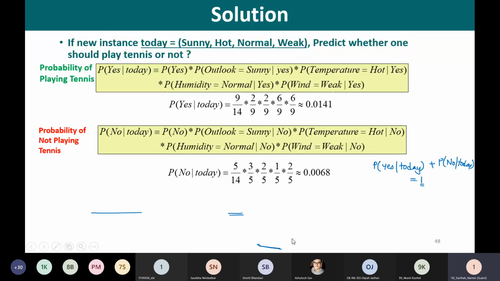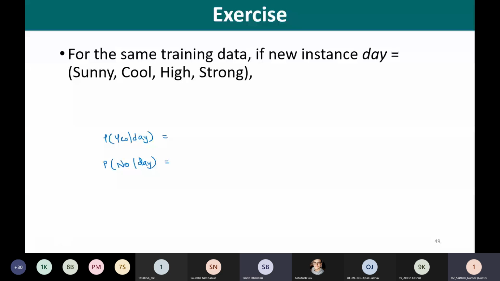Ma'am, probability of yes today is 0.0053 and for no it is 0.0205, or 0.0206 after rounding. Okay, so after normalization, what we are getting is probability of yes given day is 0.2 or 20% and probability of no given day is 0.8, that is 80%.